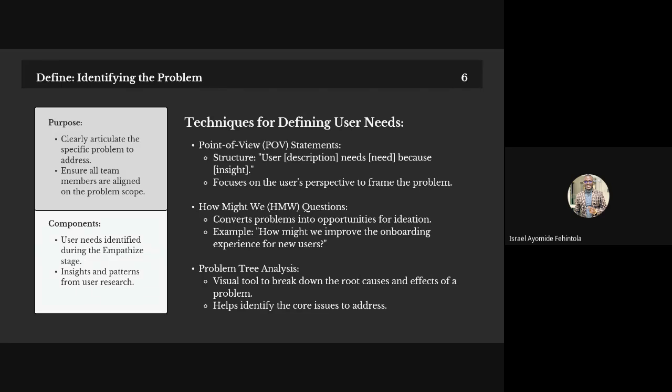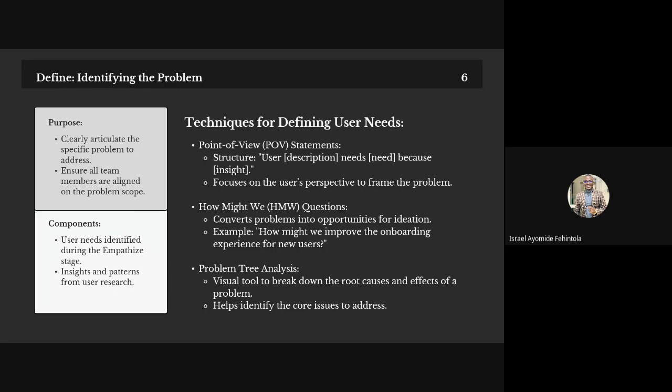The goal here is to ensure that everybody in your team is aligned on what the problem is. And how do we do that? I'm recommending three ways. The first one is the point of view statement. The second one is how might we questions. And the third one is problem tree analysis.